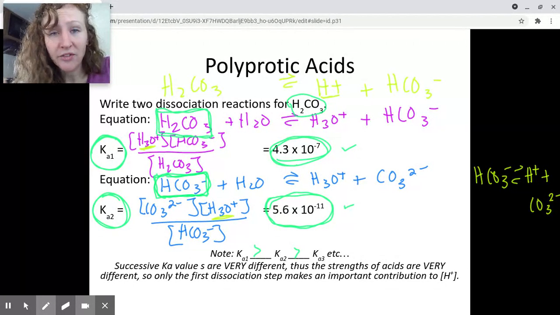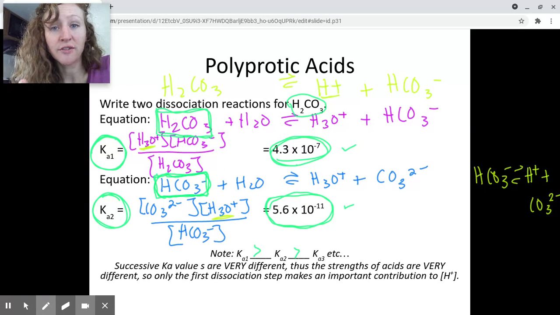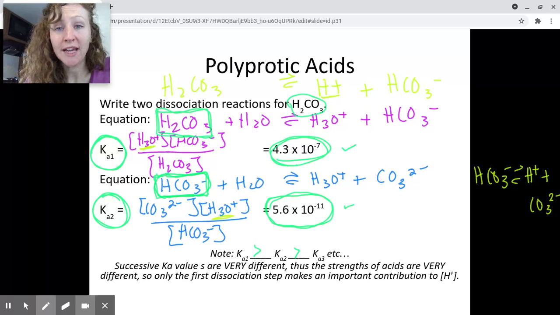You only have to pay attention to the first one because the first one is going to be so much stronger of an acid than anything following it. Additionally, that first ionization is actually going to suppress future ionizations. It's going to suppress all the other ones. And if you look at Le Chatelier's principle, that can actually explain why. And we'll take a look at that in a little bit more detail when we look at chapter 15.